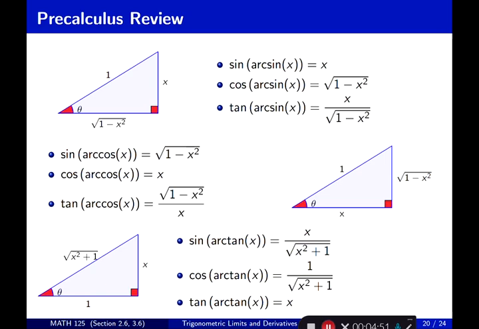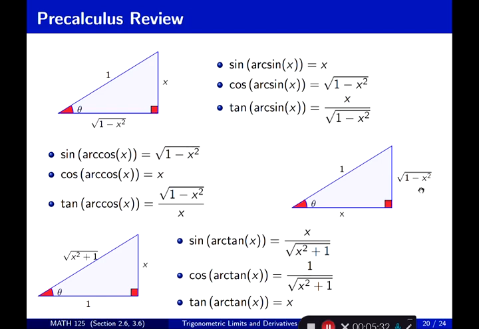So can we do this? Let's compare each set with the triangle that goes with it. Here, the inner function is arcsine of x. That means an angle theta whose sine is x. So I set it up as x over 1. Then I use the Pythagorean identity to calculate the other side. And then I use this triangle to find the cosine of theta and tangent of theta.